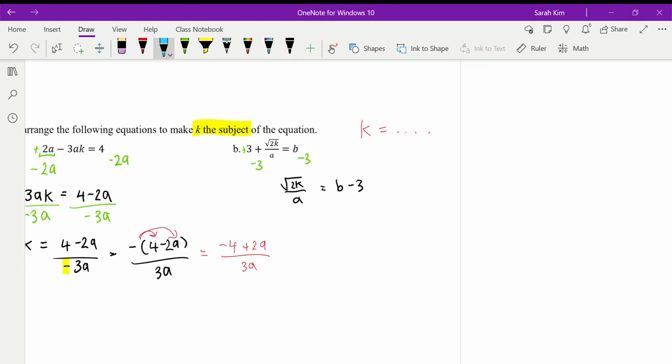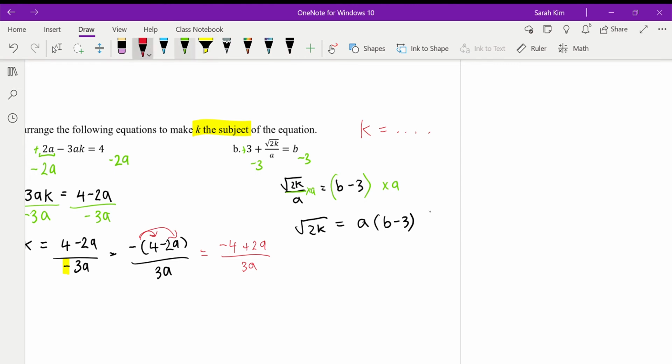Alright, now the next thing I can get rid of is the a. So there's a divide. Hopefully you understand that that line is a divide. So you have to do the opposite, which is times a. So you have times a. And just be careful, when you're timesing a, you're not choosing which one to times it by. You're doing both of them, so you need a bracket. Alright, then you've got square root 2k left, and then you've got a bracket b take 3.